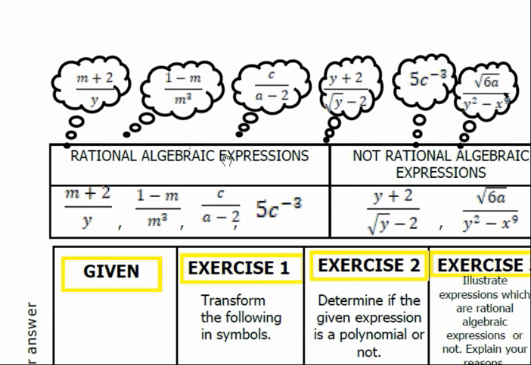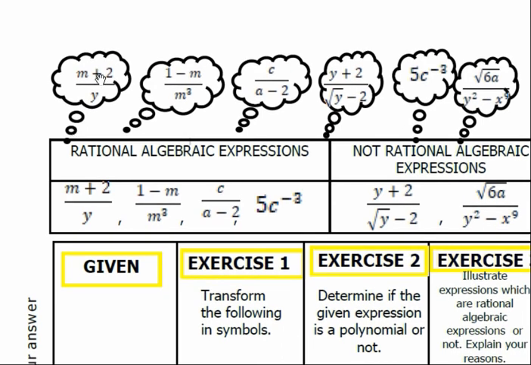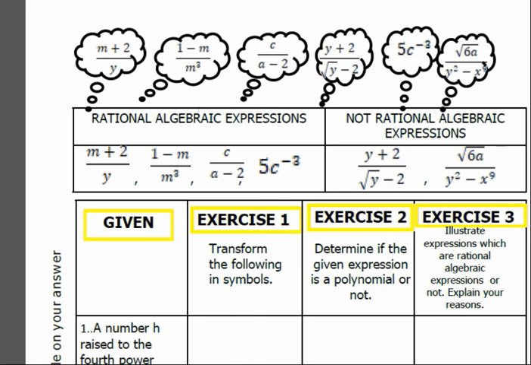So let's move to page 3. To answer letter C, the following rational algebraic expressions, these are non-polynomials. Why non-polynomials? Because it has a denominator which is a variable. Okay. Variable with the powers. So these are non-polynomials. But these are rational algebraic expressions. Also with this one.